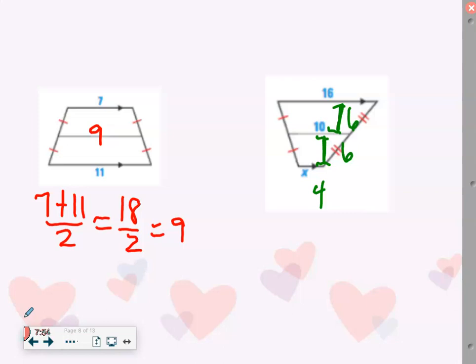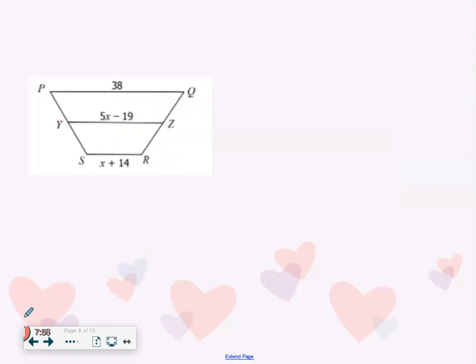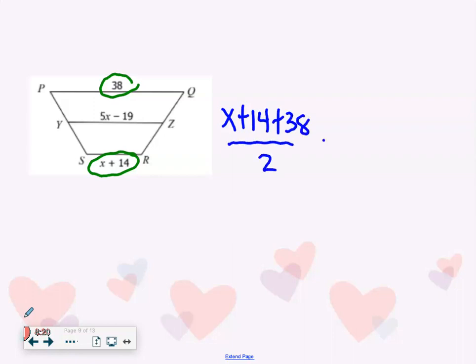This next one is a challenge, though. We have to use the formula, right? There's no other way to do this. So we're going to take 38 plus x plus 14, over 2, is equal to our mid-segment. Okay, so we have x plus 14 plus 38 all over 2 is equal to our mid-segment.